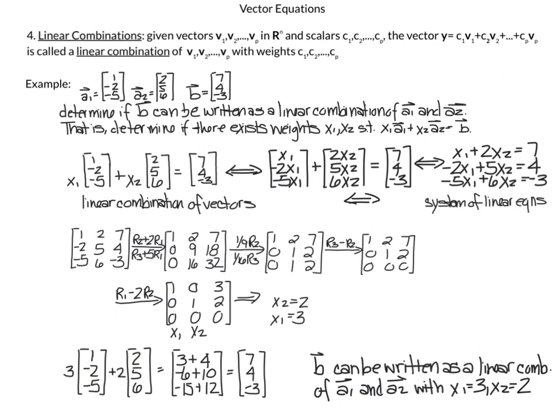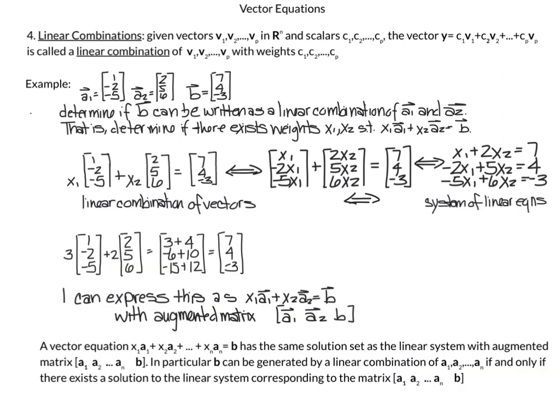So b can be written as a linear combination of a1 and a2 with x1 equals 3 and x2 equals 2. And this example was an illustration of this statement here. A vector equation x1 a1 plus x2 a2 up to xn an equals b. So that's this equation here. We have our x1 and a1 is equal to 1, -2, 5. Our x2 and our a2 is equal to 2, 5, 6. And our b is equal to 7, 4, -3.